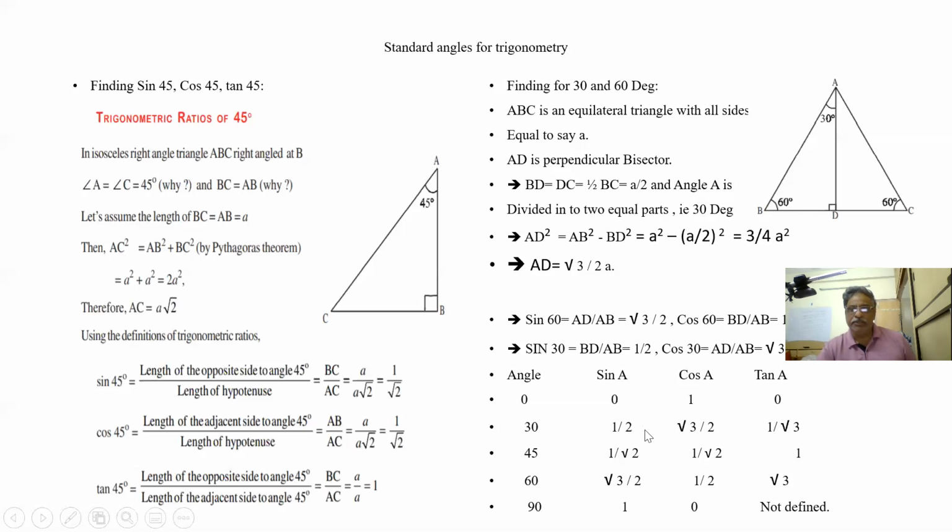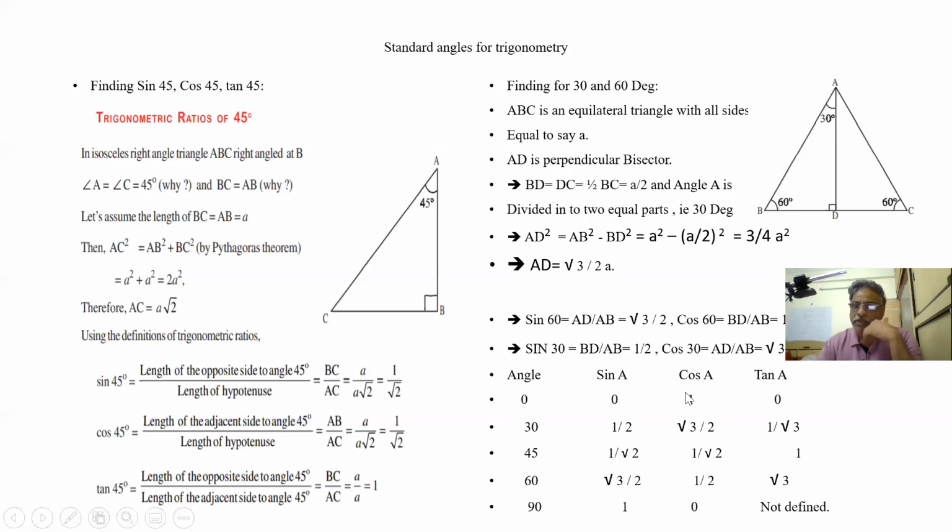For 30, sin is 1 by 2 and cos is root 3 by 2. Always remember, tan 30 is 1 by root 3, tan 60 is root 3. Many times we use these values, so we should know them by heart. We already know sin 60 is root 3 by 2, which is equal to cos 30. So cos 60 is half.